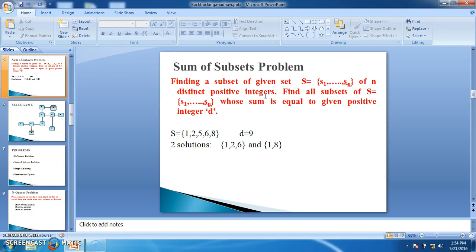And coming to the second part of the problem, we need to find the subsets whose sum is equal to this positive integer d. Whatever solutions we provide for this problem need to satisfy this condition, that the sum is equal to the value d. That comes under the explicit constraint. Only the solutions that satisfy this explicit constraint are treated as optimal solutions for the sum of subsets problem.